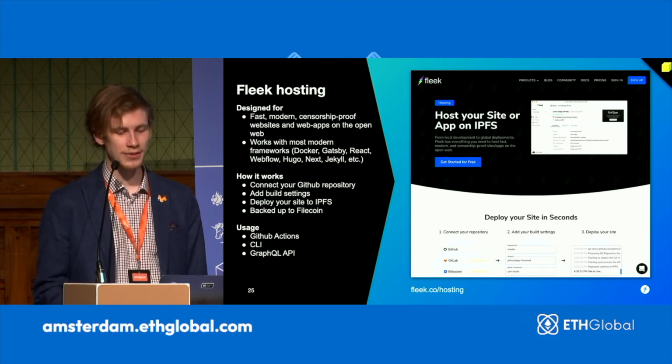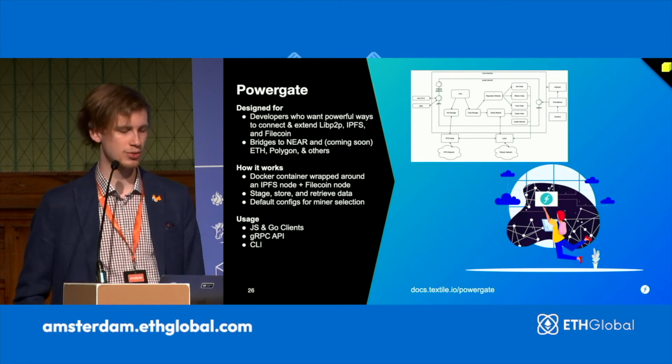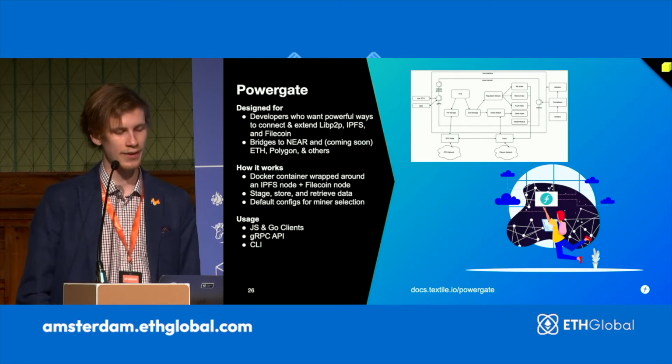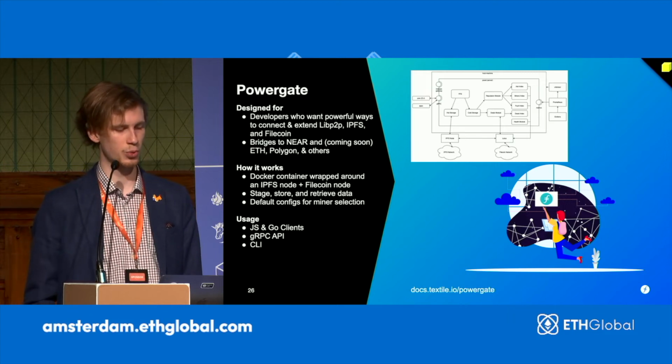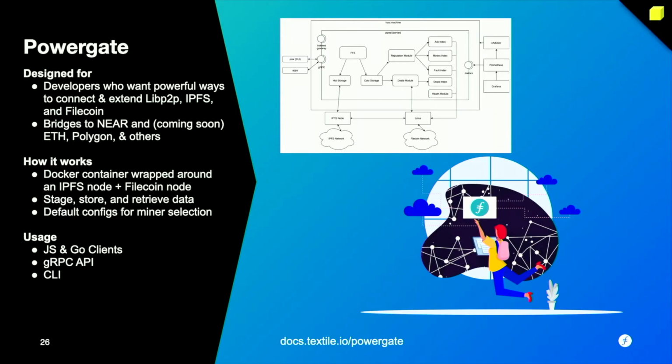There are also advanced or additional solutions, where developers who have Powergate, if they want powerful ways to connect and extend protocols such as IPFS, Filecoin, and libp2p, get the opportunity to have a Docker container wrapped around an IPFS node and a Filecoin node, and it gives you the flexibility of staging, storing, and retrieving data, and has the default configuration for the miner selection.